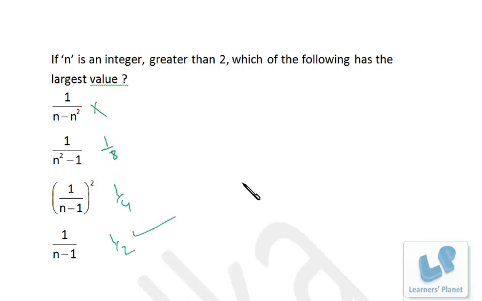So which is the largest? This is the largest, right? No need to analyze, nothing to do. In 15 to 20 seconds, these sort of problems can be solved easily. Okay, so this is the correct choice. I hope you are getting me.